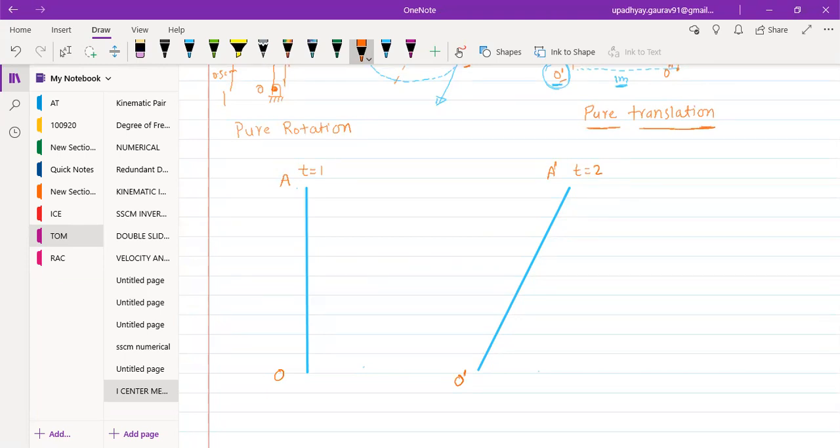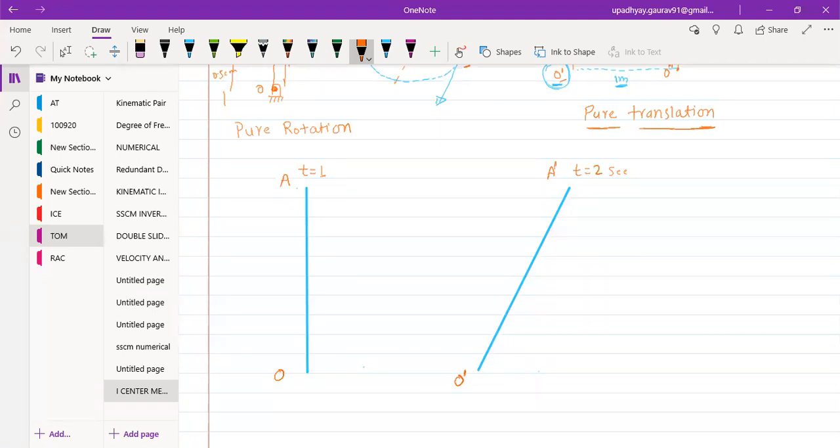So at t equals 1 second, say the location of this link is at OA, and at t equals 2 seconds, the new location of this link is at O dash A dash. So can you tell me which kind of motion the link has had earlier? Is it rotation or translation? The answer to this question is we don't know, sir. We have only the end point situation. We have no idea whether first it moved through that much angle, then translated, or it translated through that much distance, then rotated.